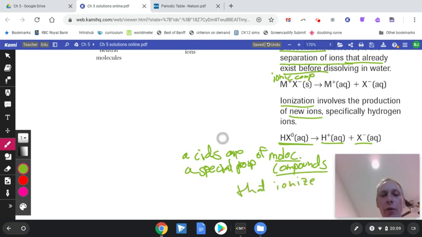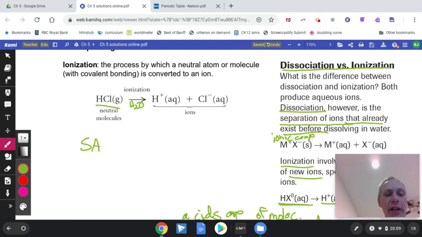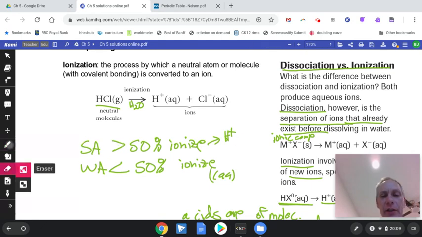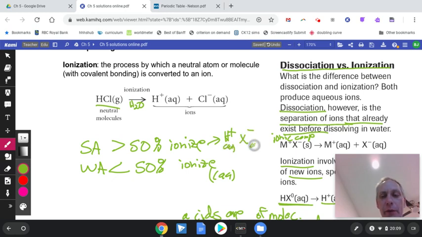And the rule is, if you are a strong acid, you are greater than 50% ionized. And if you are a weak acid, you are less than 50% ionized. So instead, you just become aqueous, whereas on the strong, you become H plus and something minus, whatever the negative part of the acid is. Cl minus, F minus, and those are both aqueous as well. So strong acids versus weak. How are you going to know strong versus weak?